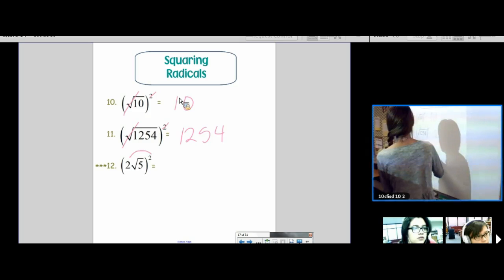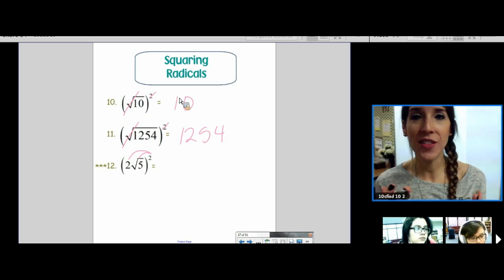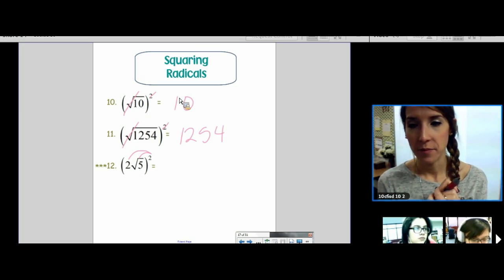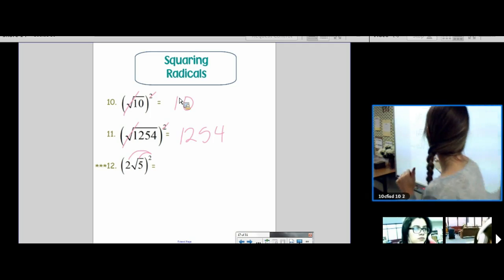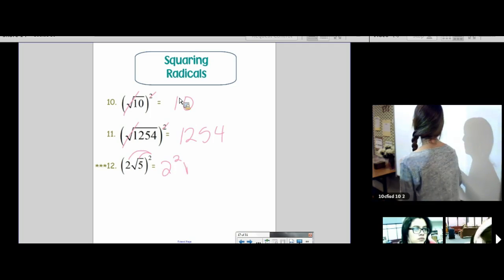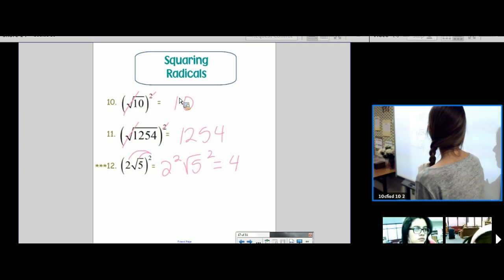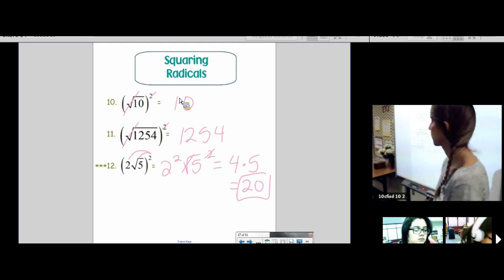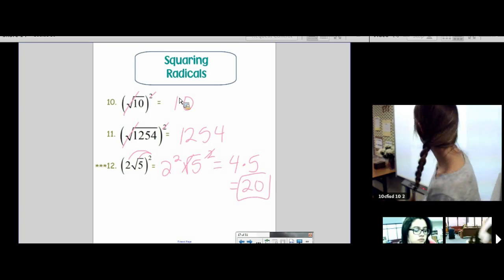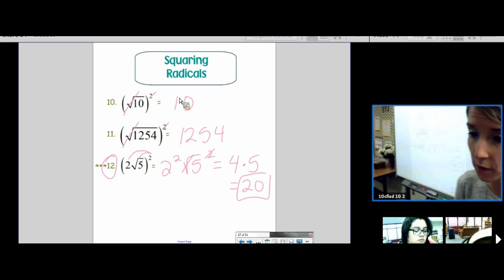You can look at it as I need to distribute my exponent. Everything inside that parentheses deserves to get squared. You don't just square the root 5. You square every term in the parentheses. So 2 squared, and then square root of 5 squared. So 2 squared is 4. The square root of 5 squared, those cancel, is just 5. And so that's why the answer is 20. So, number 12. Look at that one again because a lot of students get that wrong on the quiz.